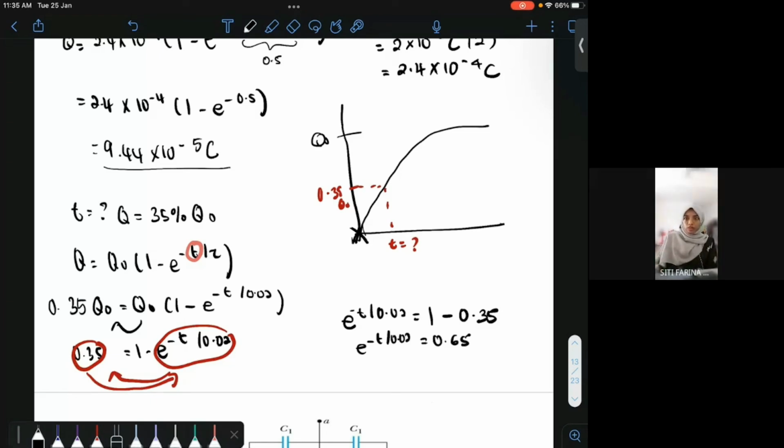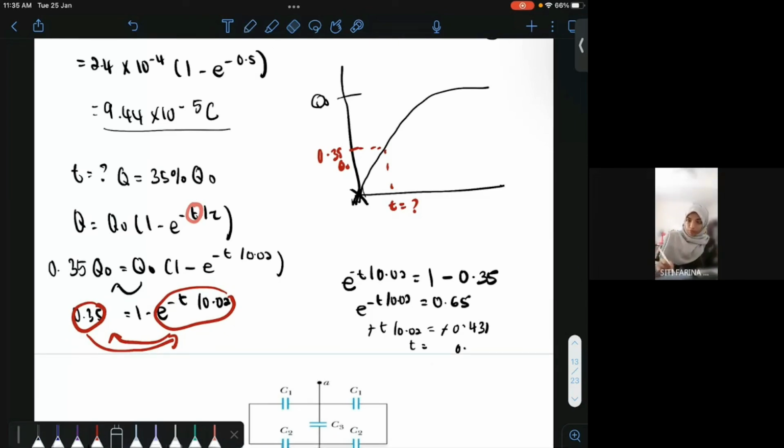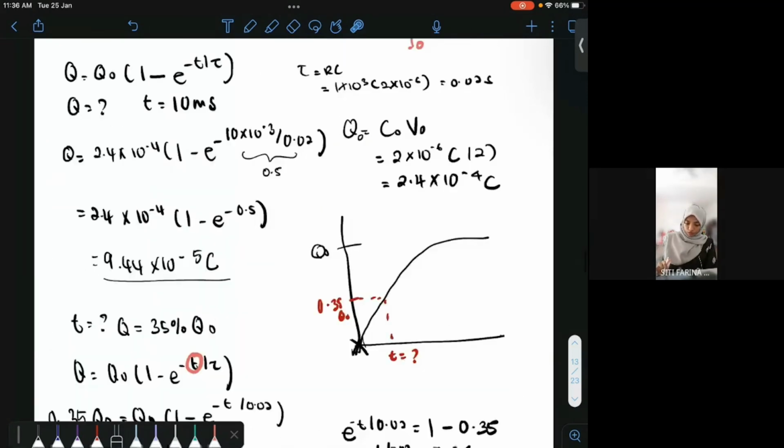Lepas tekan ln, kamu akan end up with negatif 0.431. Ini akan jadi negatif T 0.2. So T akan sama dengan 0.862. Okay, which is 863 times 10 to the power negative 3 second. Okay, multiply with 0.02 ni. Should get 0.00862. Alright. So that is your time taken.